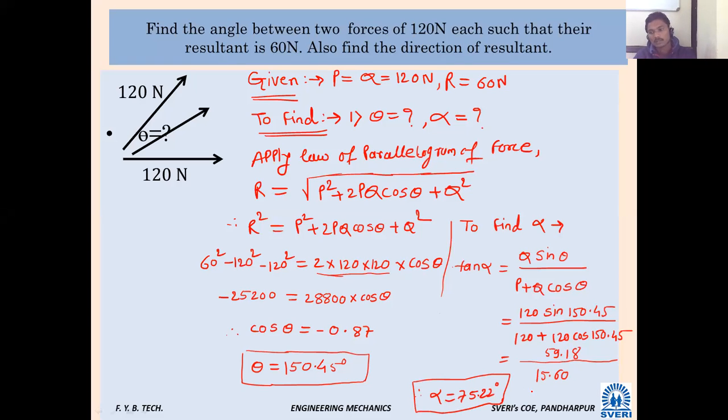75.22. That will be the answer. Okay. Have you understood? Yes, sir. Shall we go next? Likewise, only simple. One formula problems are there. Shall we go next? Yes, sir.